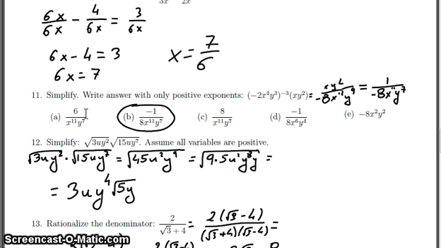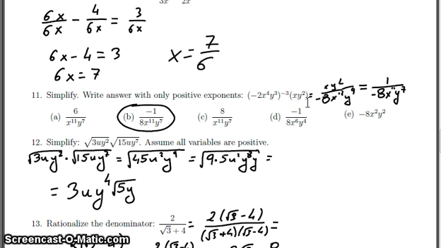Problem 11. Simplify, write answer with only positive exponents. So this expression, since its exponent is negative 3, it means that all these factors have to be cubed, and then you have to take the reciprocal of them, which means that all of this is going to be in the denominator and everything is cubed.